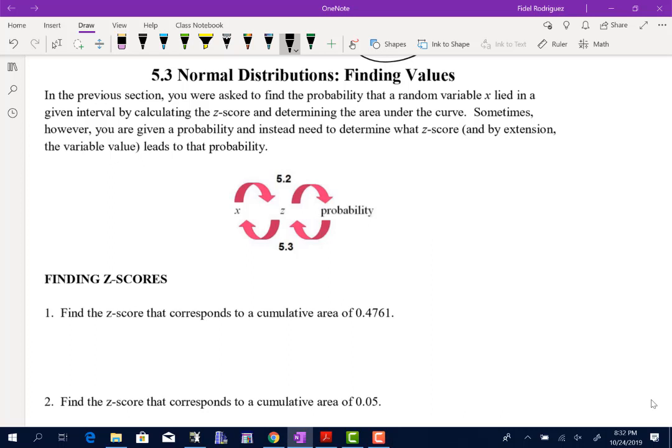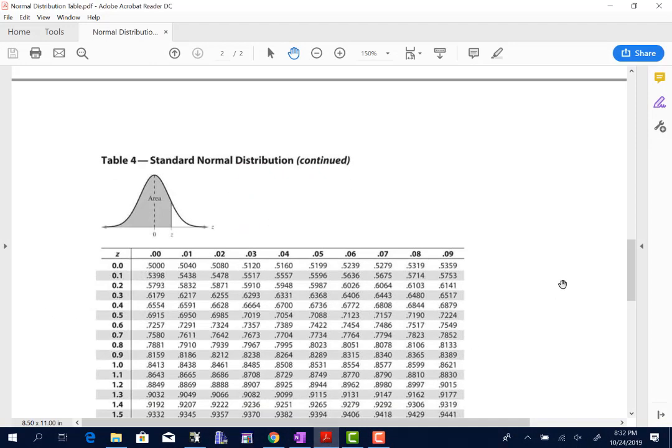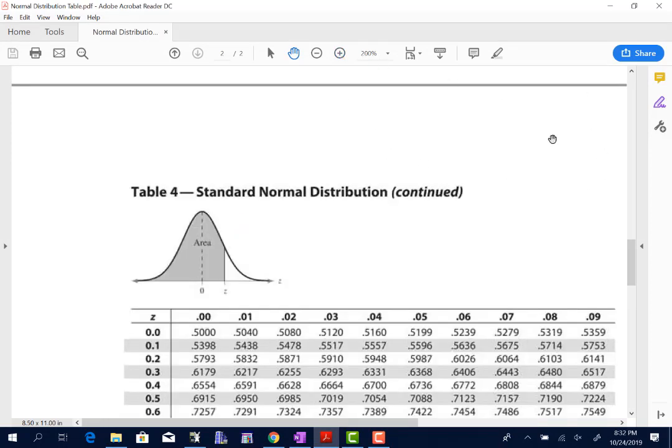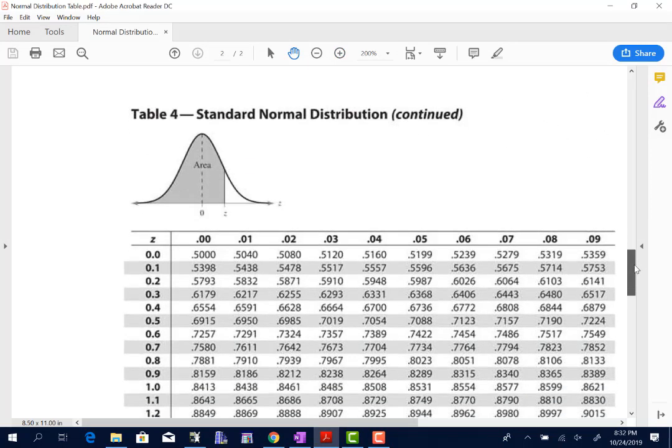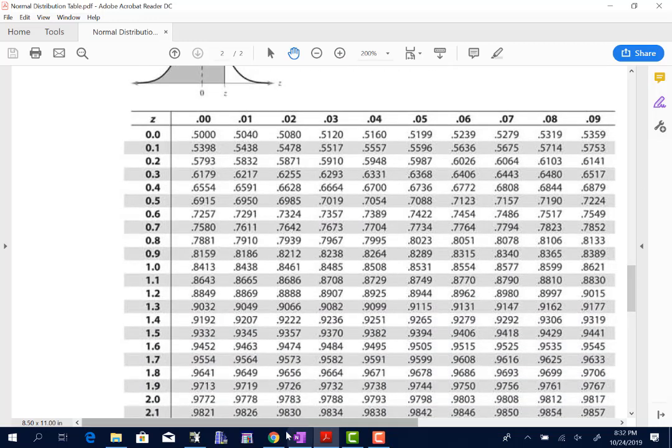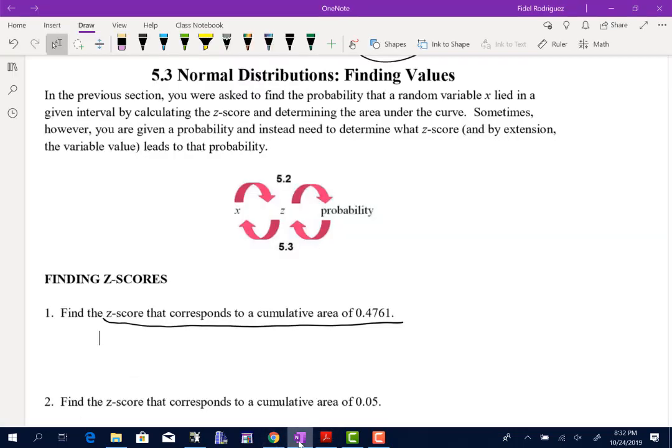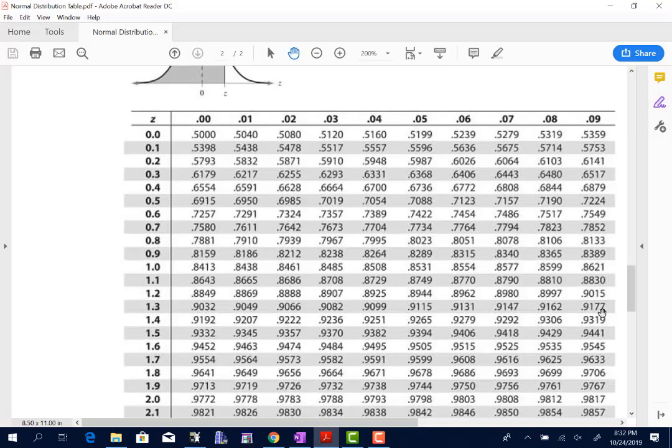So I want you to notice what it says here. It says find the z-score that corresponds to a cumulative area of 0.4761. So the first thing I'm going to do, guys, I'm going to grab my chart. Oops, that's not my chart. There we go. Here's my chart. And I'm going to zoom in just a little bit. And this is what we're going to do. We're going to look for that number. So come back here. We're looking for 0.4761, okay?